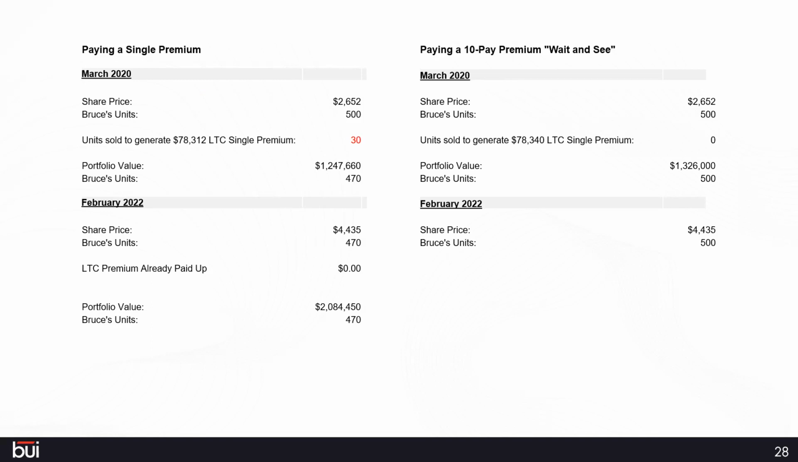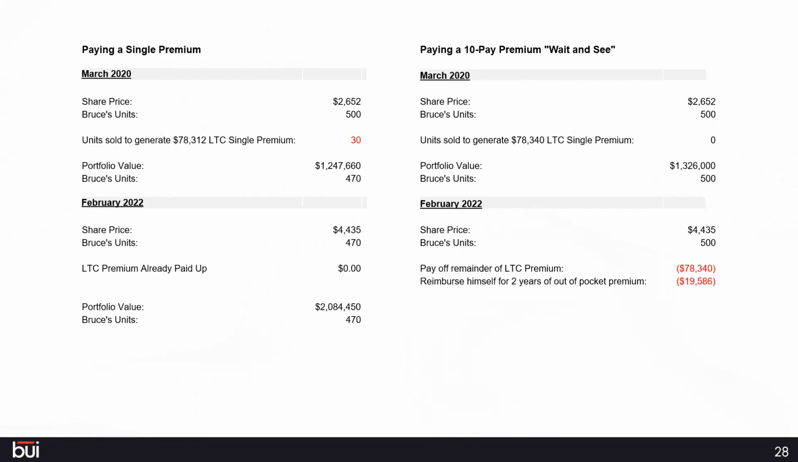Now in February 2022, he's feeling much better about where his portfolio is. He's not feeling like he's selling low. $4,435 is the S&P share price, and he owns 500 units. And at this point, he's ready to sell. So he sells the remaining $78,000 that he owes on the 10 pay. So he has 8 payments left. Those 8 payments equal $78,000.